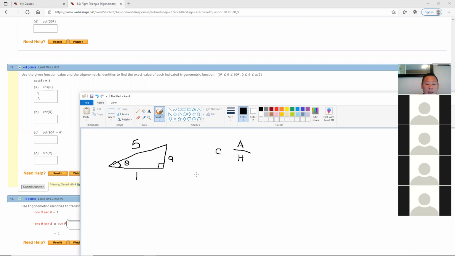Let's say this is your a. So a squared plus 1 squared, which is 1, equals 25, so 5 squared. In this case, a squared is 24. And then you have to take the square root of it.